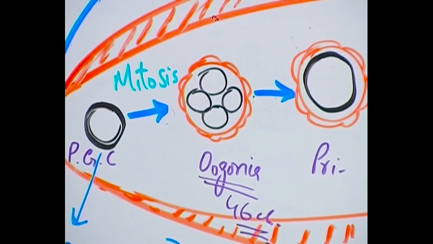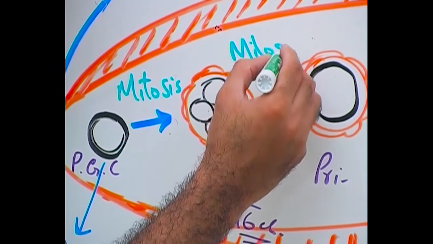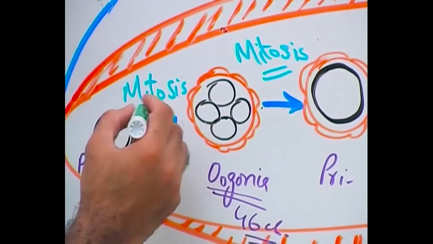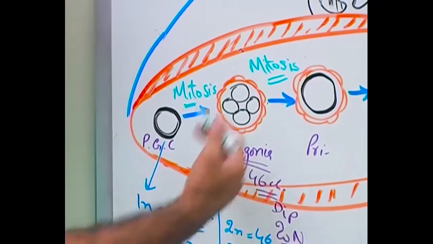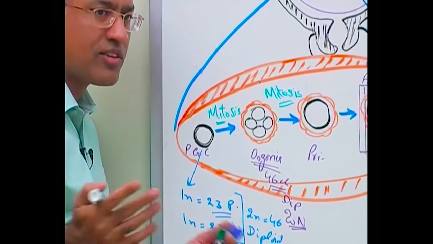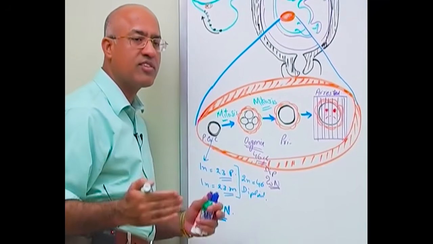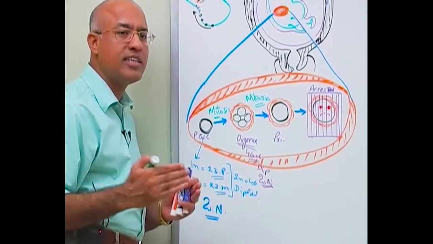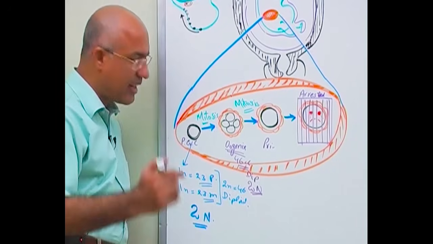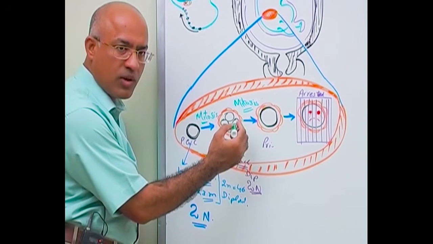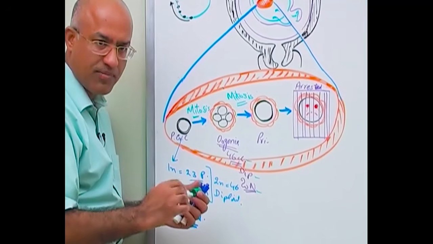So oogonia keep multiplying by which process? Mitosis. And because they multiply by mitosis, all the oogonia which make more and more oogonia have the same genetic material. As you know, in mitotic division every cell first doubles its genetic material and then divides equally into two daughter cells, and the genetic material in the daughter cell is the same as in the parent cell. So again, all the oogonia will have the same 46 chromosomes, the diploid number, with 2n amount of DNA. Any question here?